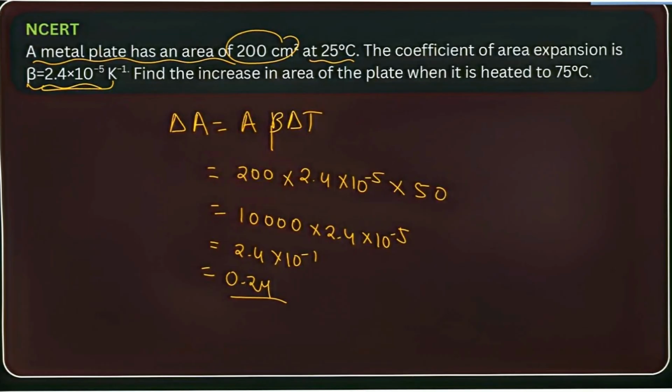There are some questions. Let's do it. The question is: a metal plate has an area of 200 square centimeters at 25 degrees Celsius. The coefficient of area expansion is β = 2.4 × 10^-5 per Kelvin. Find the increase in area of the plate when it is heated to 75 degrees Celsius. Here is the solution. ΔA = A β ΔT = 200 × 2.4 × 10^-5 × 50 = 10,000 × 2.4 × 10^-5 = 2.4 × 10^-1 = 0.24. The increase in area of the plate is 0.24 square centimeters.